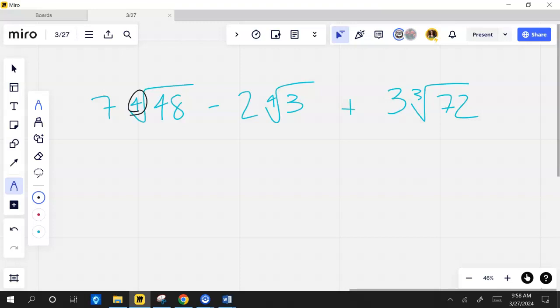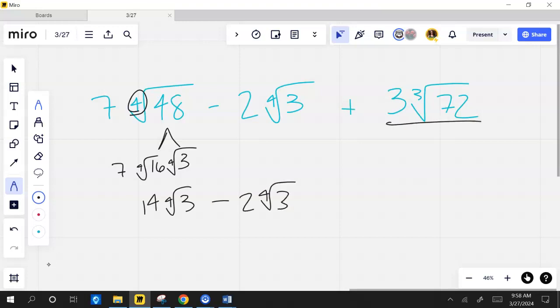Can it simplify? Yeah. What can I divide 48 by? 16. 16 and what? 16 and 3. What is the fourth root of 16? 2, right? So I've got 7 times 2, which is 14 times the fourth root of 3. Okay. This one is 2 fourth root of 3. How about this last one?